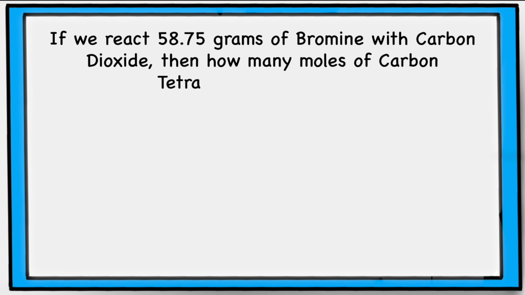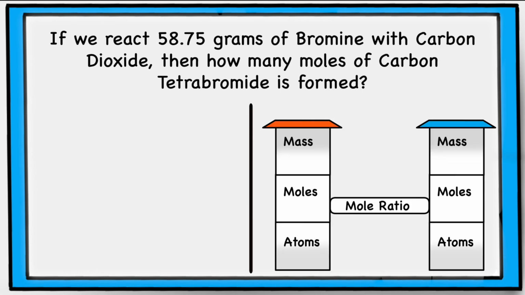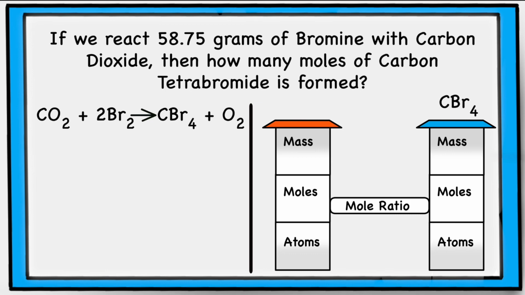Okay, now that you have an idea how these are going to work, let's do one last problem. If I react 58.75 grams of bromine with carbon dioxide, then how many moles of carbon tetrabromide is formed? Our balanced equation should read this: CO2 plus 2Br2 yields CBr4 plus O2. Our building on the right is going to be carbon tetrabromide, while our building on the left is going to be bromine. We are given the mass of bromine, so we are going to put that in the mass floor, which is 58.75 grams of bromine.